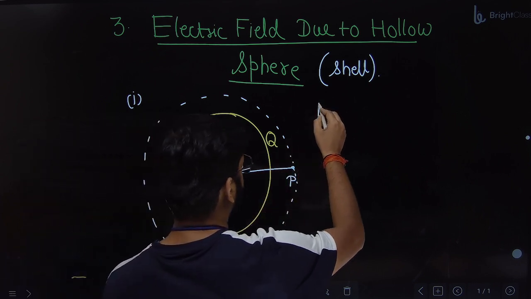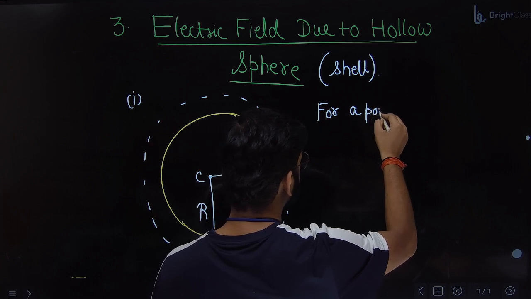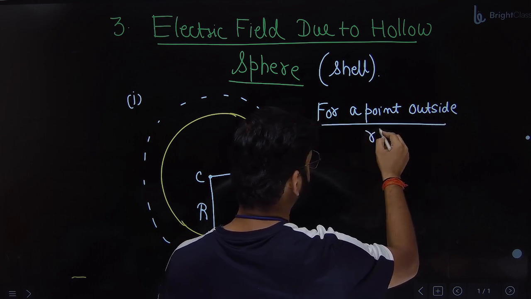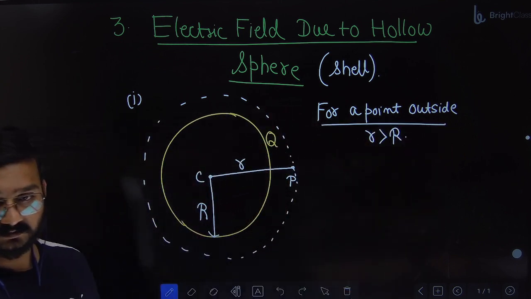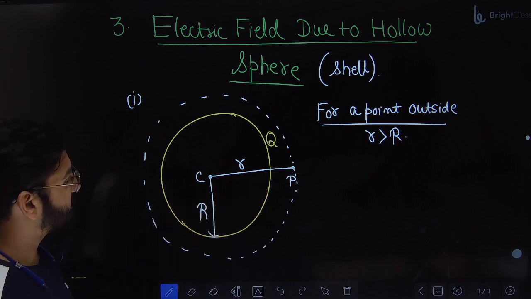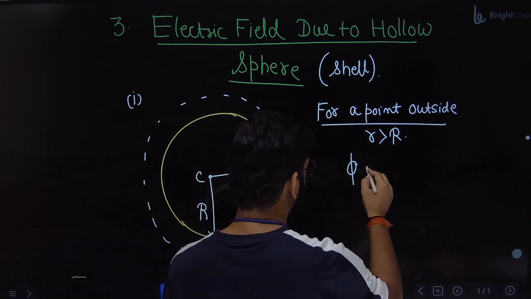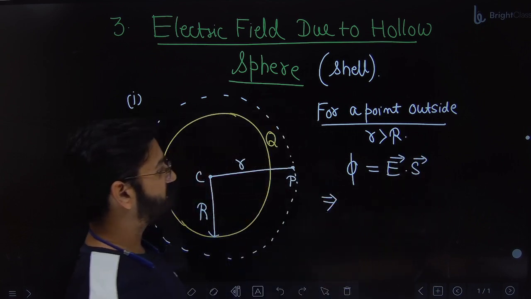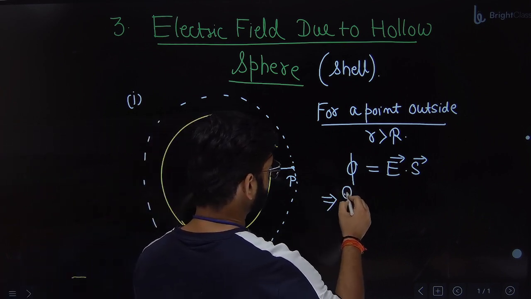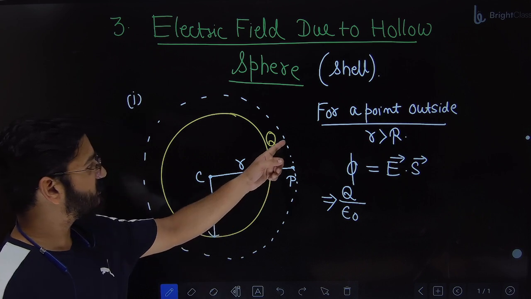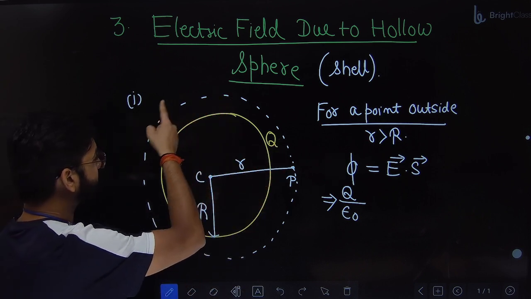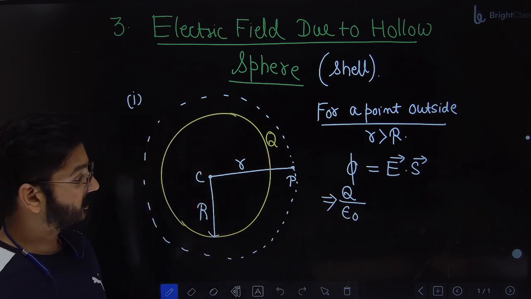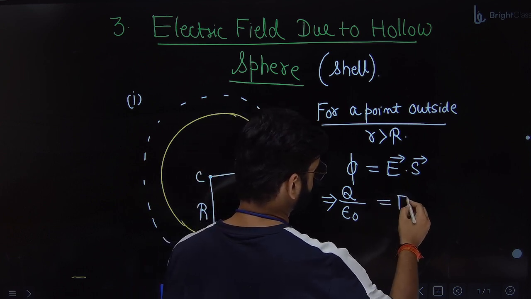The first one for a point outside. So for a point outside, small r is greater than capital R. Okay. It is greater. So let's solve it. So electric flux is E dot S. What is the other formula for electric flux? Charge enclosed by epsilon naught. What is the charge enclosed inside the Gaussian surface? See, this is Gaussian surface. What is the charge inside the Gaussian surface? Q. Clear?